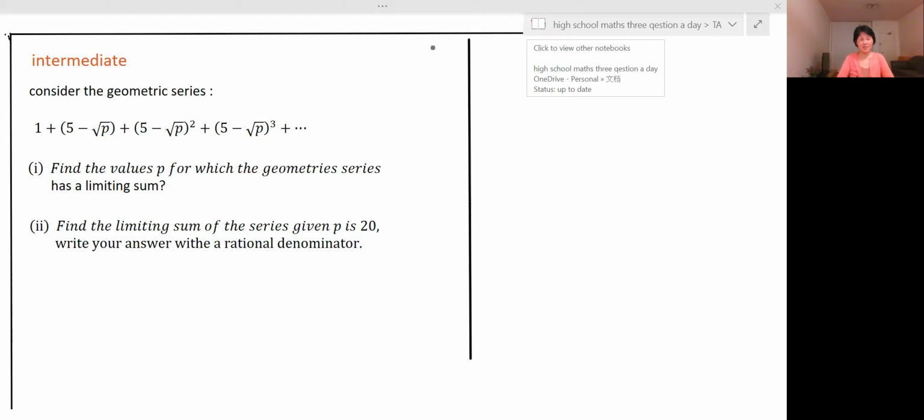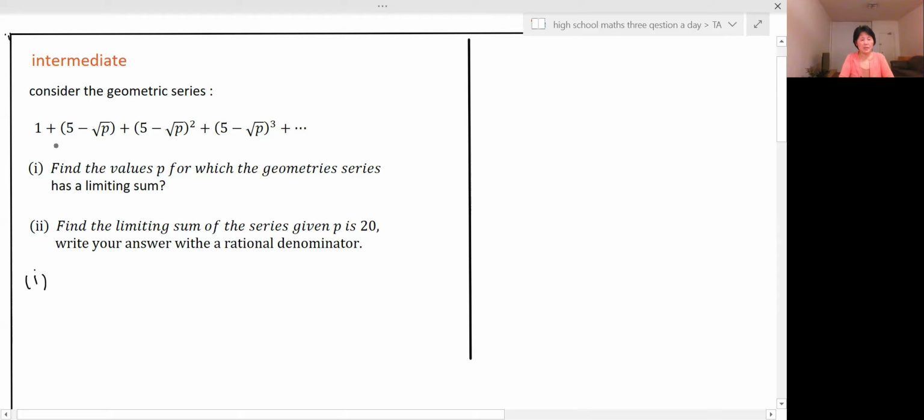Okay, first question, intermediate. Consider the geometric series. Find the value of p for which the geometric series has a limiting sum. A geometric series has a limiting sum only when the common ratio is less than 1 and larger than minus 1.